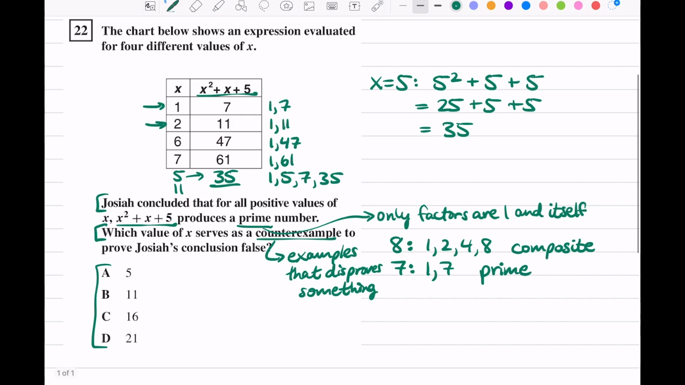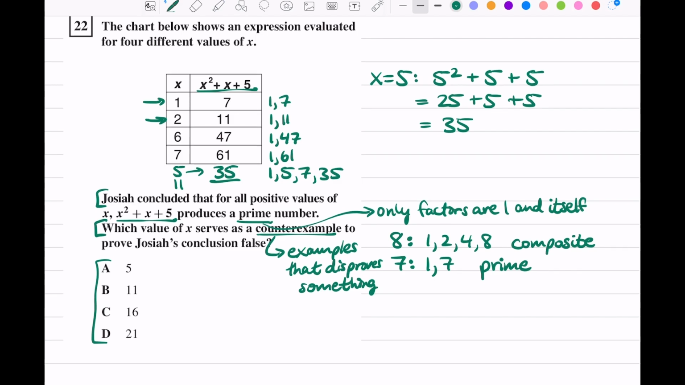And looking at our first sentence, Josiah said that for all positive values of x, our expression produces a prime number. So we showed that for 5, we don't get a prime number. So 5 would be a counterexample. So we don't need to check the other options. Our answer would be A.